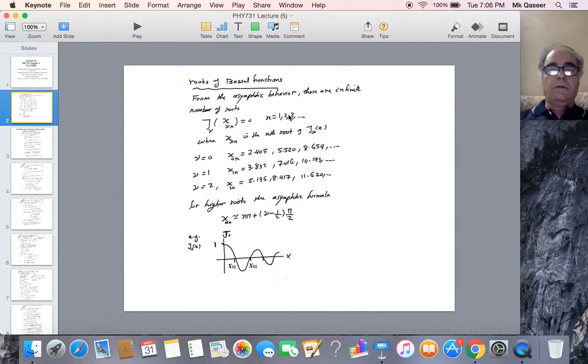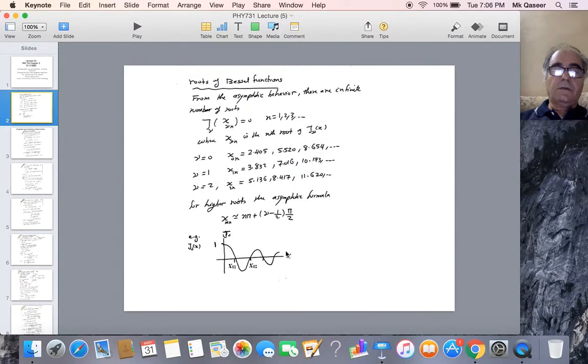Now let's talk about the roots of Bessel functions. Here down, this is J sub 0. We are looking for J sub nu. Nu is the order of the Bessel function, x_nu_n are the roots, where n runs from one: first root, second root, third root, and so on.